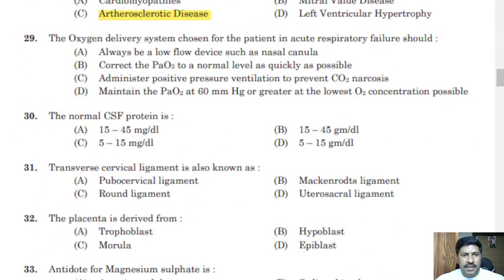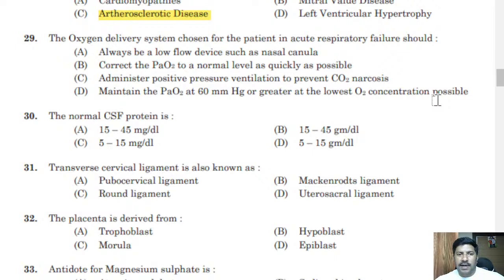So next question 29, the oxygen delivery system chosen for the patient in acute respiratory failure should maintain the PaO2 at 60 millimeters of mercury or greater at the lowest oxygen concentration possible. In ARDS or acute respiratory failure, we can give oxygen accordingly.